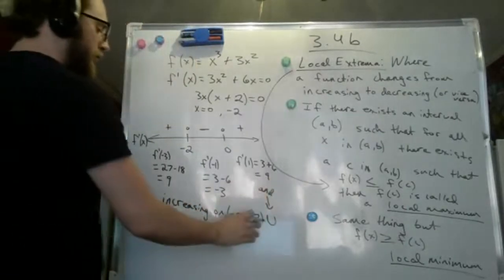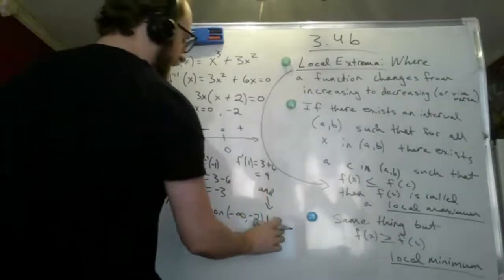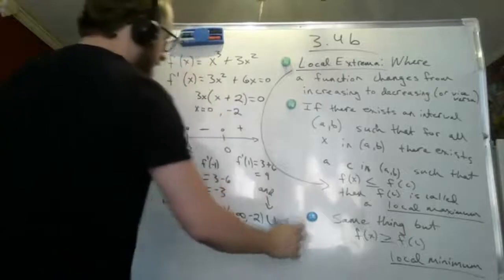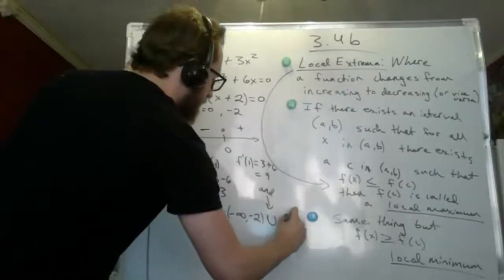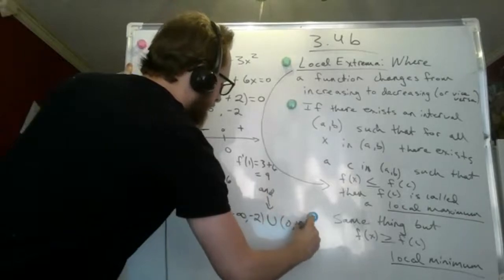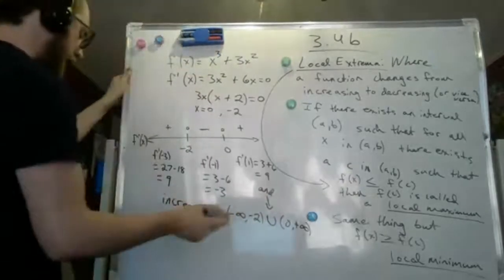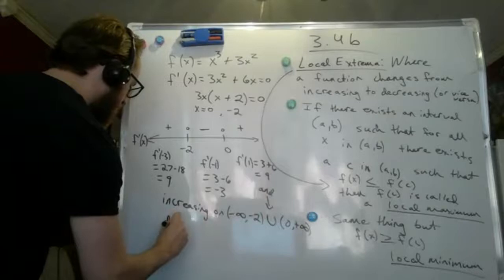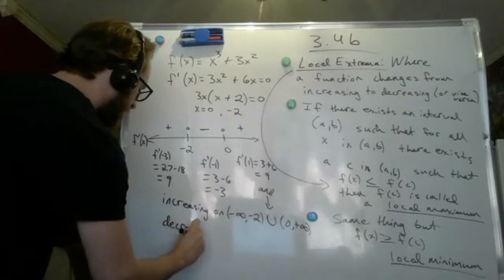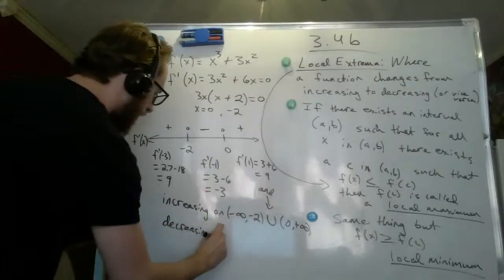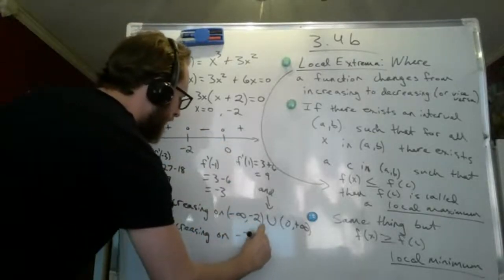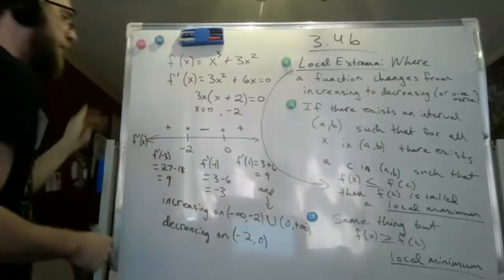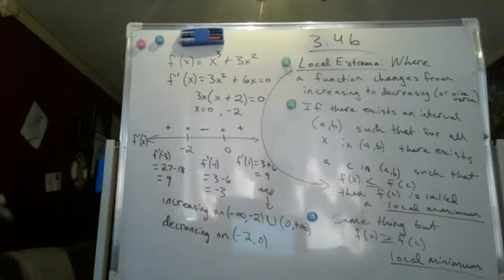It means I'm including this interval and some other interval. So the other interval I'm including is this interval from 0 up until positive infinity. And then I also know that it is decreasing on this middle part, negative 2 to 0. But it gets even better than that. What else do I know from this?